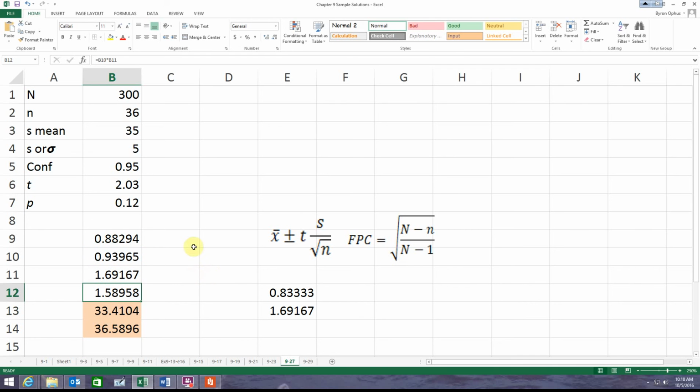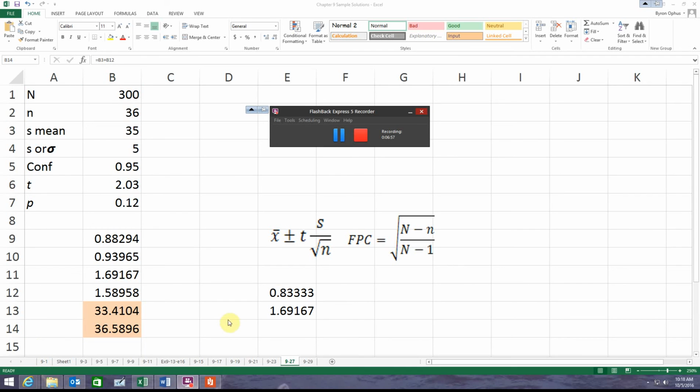Then I've got to do the plus or minus my sample mean. So quite simply, it's equal to my sample mean, 35, minus the number that I came up with, and then plus 2. And so my range would be between 33.4 and 36.6, roughly. And that's it for 28.